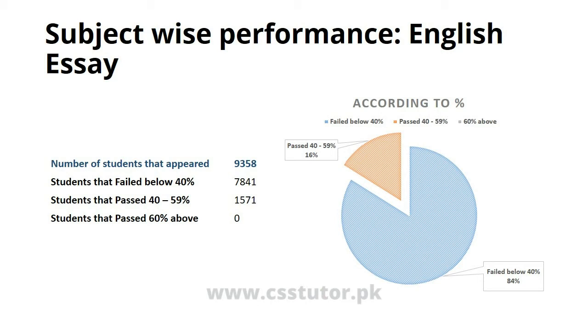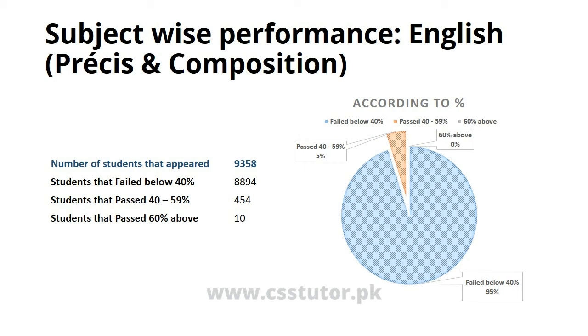The performance of the students in the CSS English Précis and Composition exam was even poorer in comparison to the English essay exam. 95% of the students failed the exam. Only 5% of the students managed to pass, and less than 0.5% of the students were able to secure a grade of 60% or above.